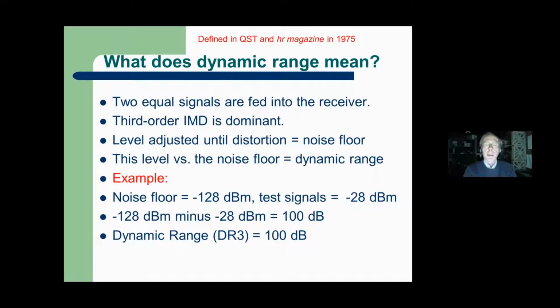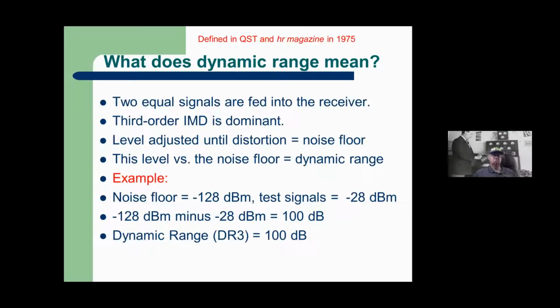So as I mentioned, QST and Ham Radio Magazine, unfortunately it's not around anymore, but QST is, and they defined these new terms, dynamic range and noise floor, in 1975. So to test a radio, you have to feed two very well isolated signals into the receiver. And just like when you talk about odd order distortion on transmit, and you see those types of spectrum analyzer plots in QST, again, the third order is dominant when we test a radio. So that's what we're going to tune in and measure.